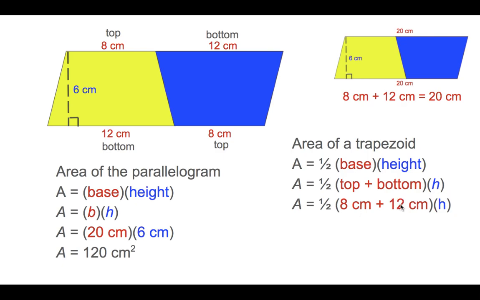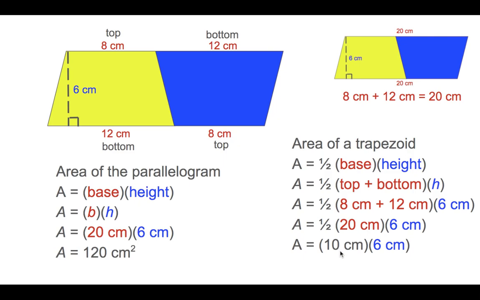So again, the 8 centimeters and the 12 centimeters. The height being 6 centimeters. We add our 8 centimeters and 12 centimeters to get 20 centimeters. And half of 20 centimeters is 10 centimeters. The product of 10 centimeters and 6 centimeters is 60 square centimeters, which is exactly half of 120 square centimeters. So that's how you find the area of a trapezoid. I hope it helped.